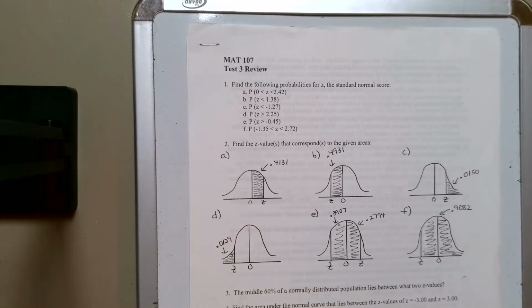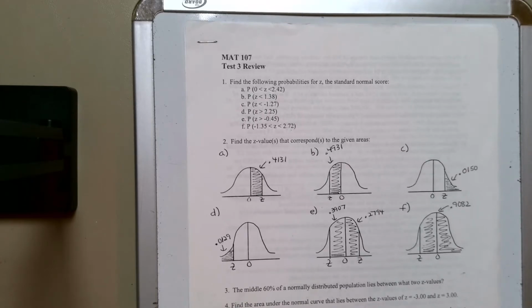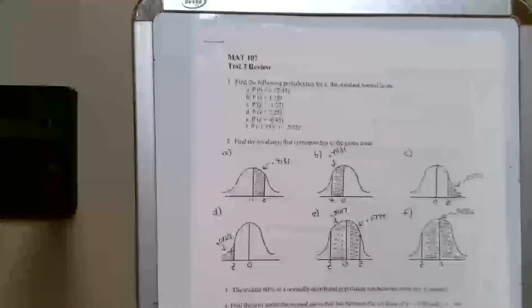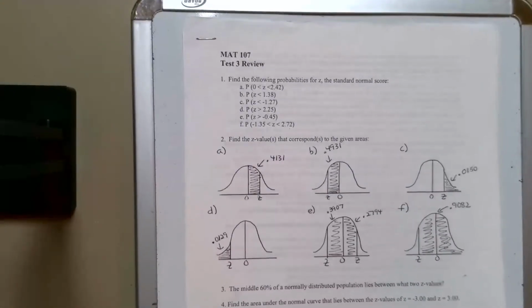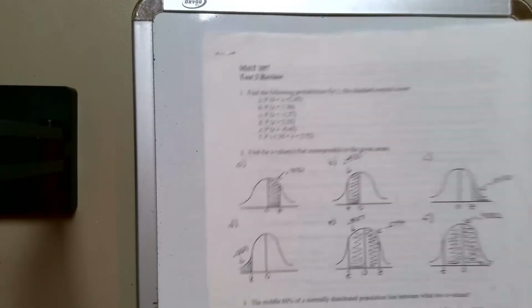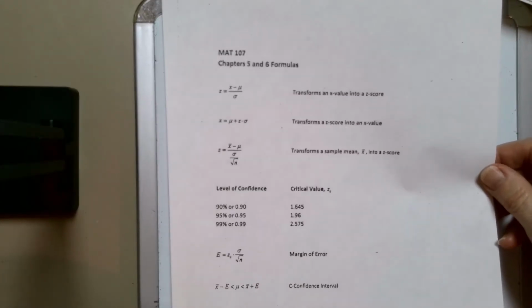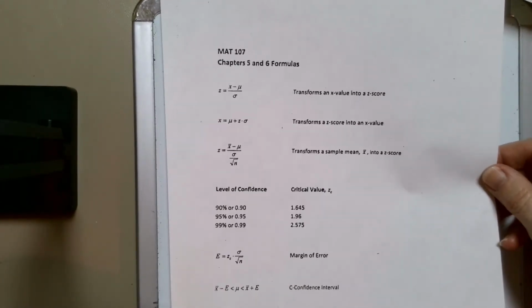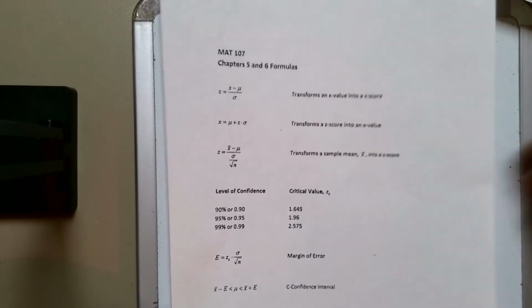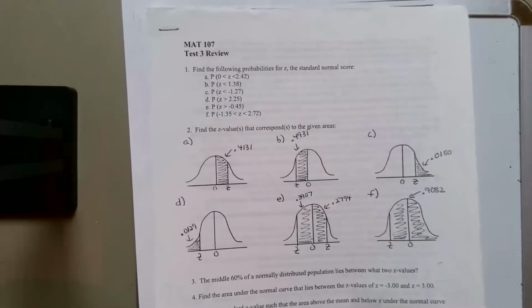Hi everyone, I am going to go over the Test 3 review from Math 107, which can be found in Canvas under Files. Also in some of the week's to-do lists, you can find it there too, towards the end of the course. Okay, so what you will need are a couple of things when we go through this. You will need the Chapter 5 and 6 formulas, which is also in Canvas, under Files, under Charts and Tables. The review, by the way, you can find under Test Review in Files on Canvas.